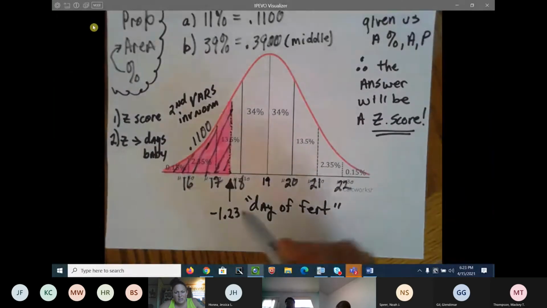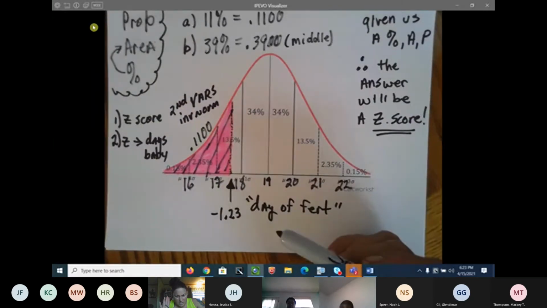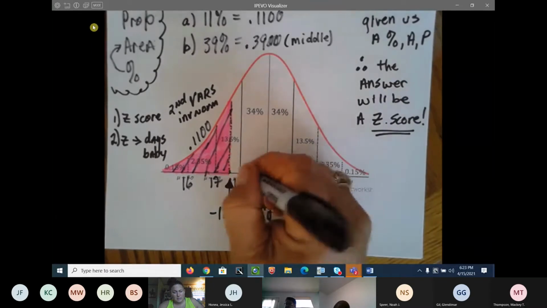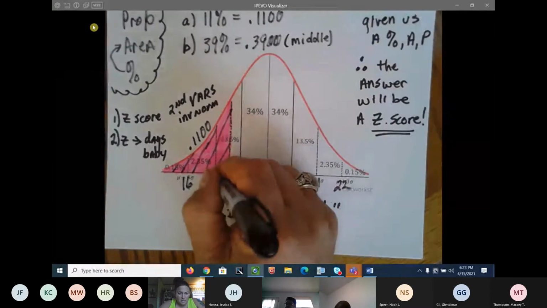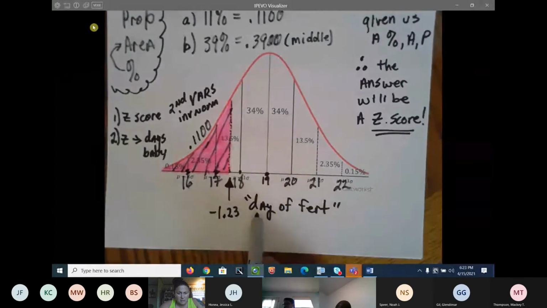Okay, so I just found the z-score. Wait, are we going back to the 0, -1, -2, -3 at the bottom? Yeah, that's right here. But it's understood these are X's right here. So these are test scores or days of fertilization. That's the difference between the 2 type problems. That confuses me.